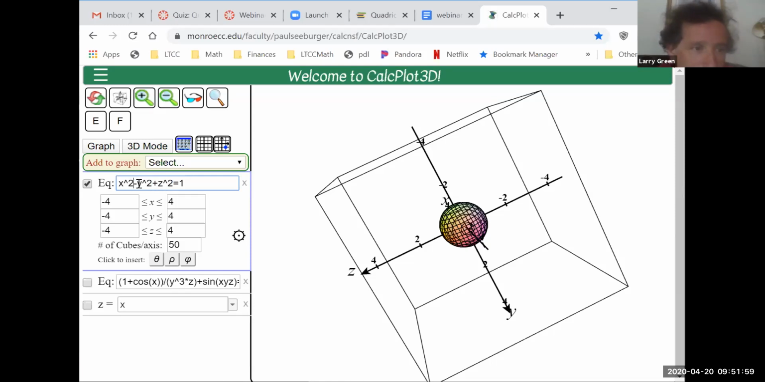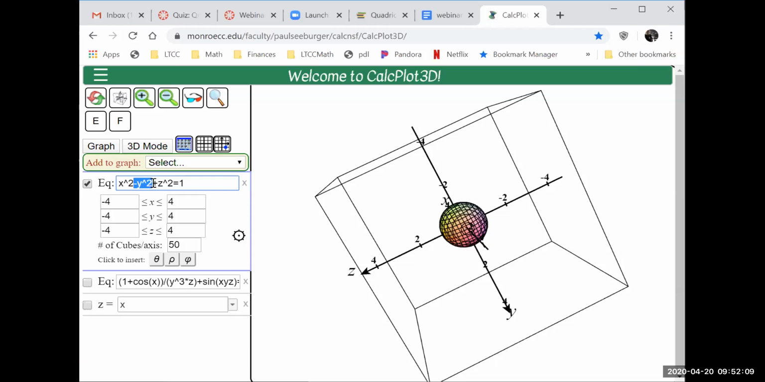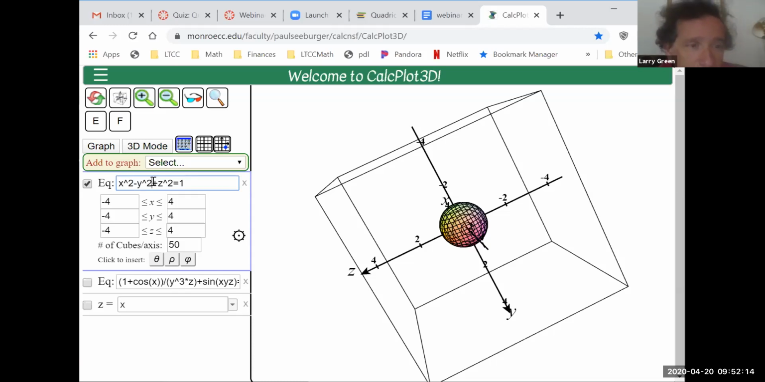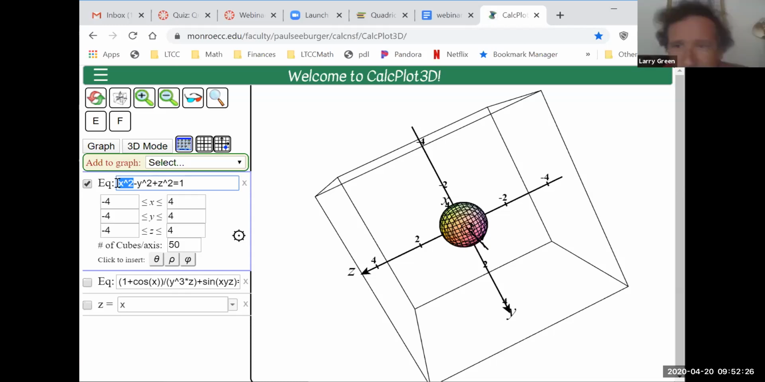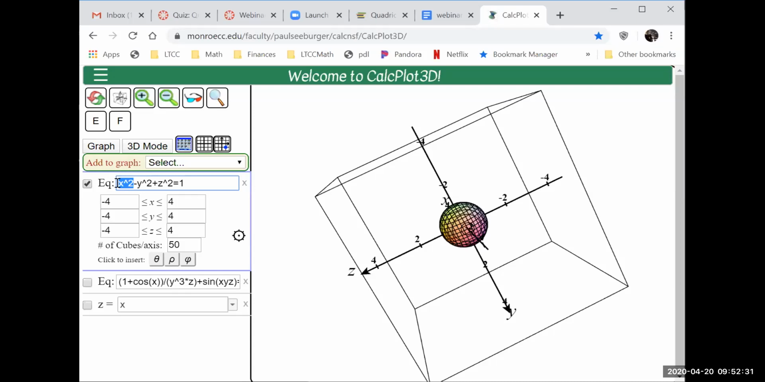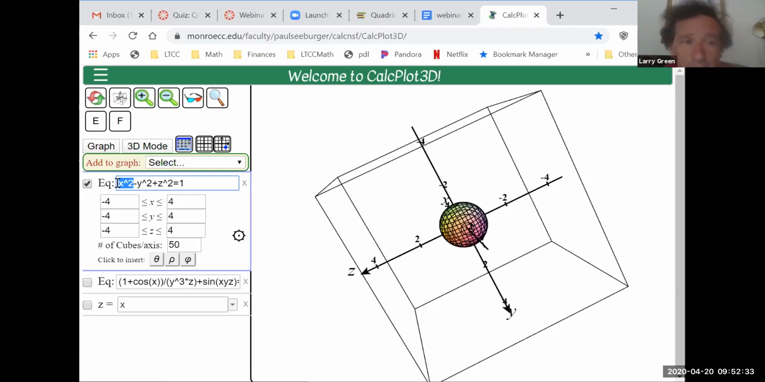But if you look at the trace in, say, the xz plane, let y be 0, then what do you get? A circle. What if you get the trace in the yz plane? Then what do you get? I'm not sure. Okay, someone's sure, I bet. A hyperbola. Negative y squared plus z squared is 1 is a hyperbola.